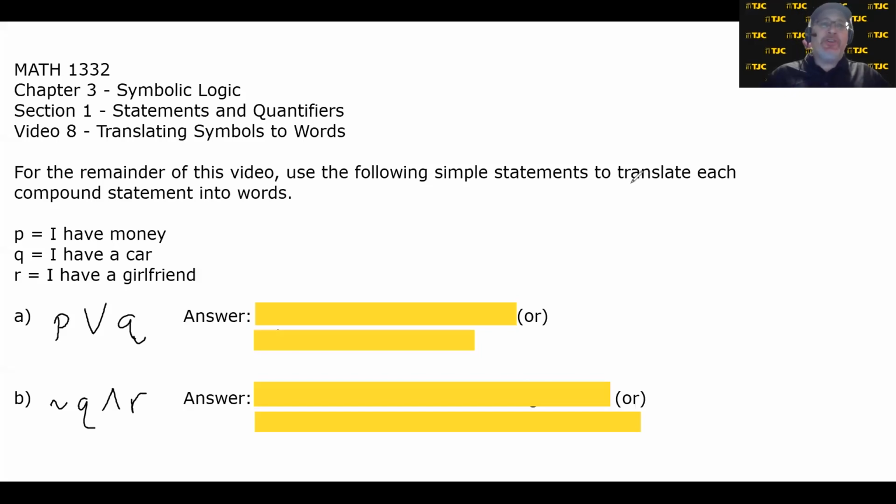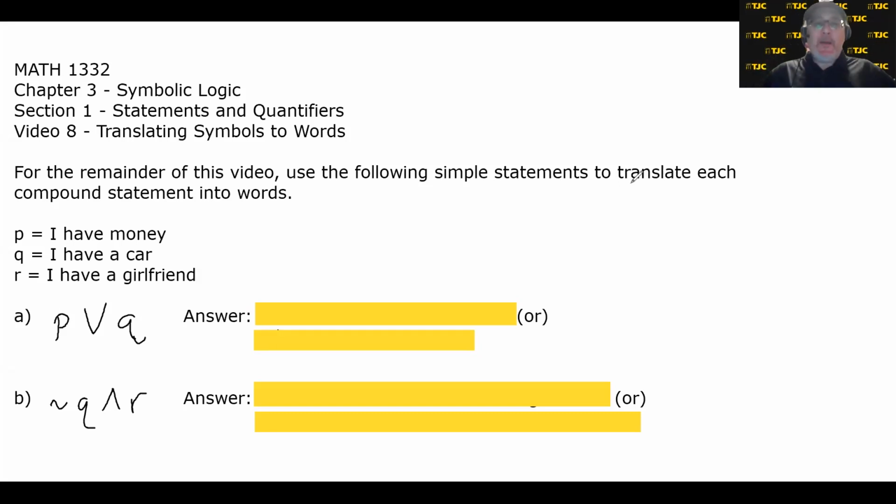Math 1332, Chapter 3, Symbolic Logic, Section 1, Statements and Quantifiers, Video 8, Translating Symbols to Words. For the remainder of this video, use the following simple statements to translate each compound statement into words. P: I have money. Q: I have a car. R: I have a girlfriend.